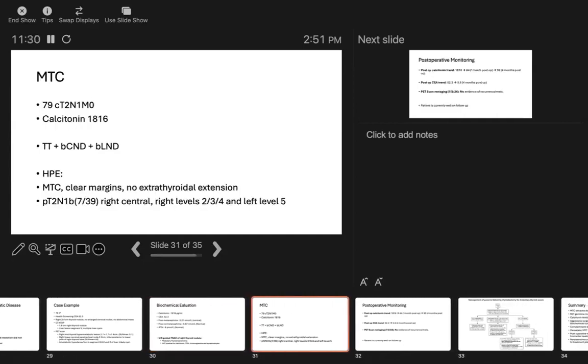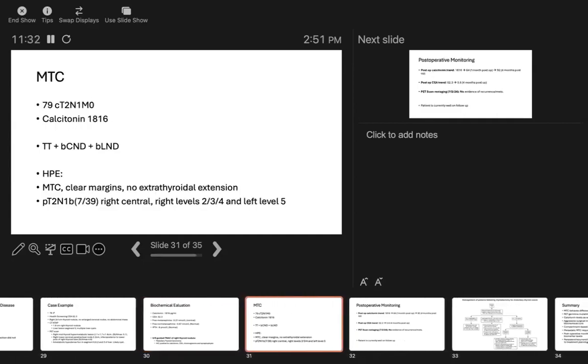So 79-year-old, cT2N1, M0, calcitonin 1,000, almost 2,000. So he underwent total thyroidectomy, bilateral central neck dissection and bilateral lateral neck dissection. HP confirmed MTC, clear margins, no extrathyroid extension. pT2N1b, 7 out of 39 lymph nodes in the cervical region were positive for metastasis: in the right central, in the right levels 2, 3, 4, in the left level 5. What do we do?